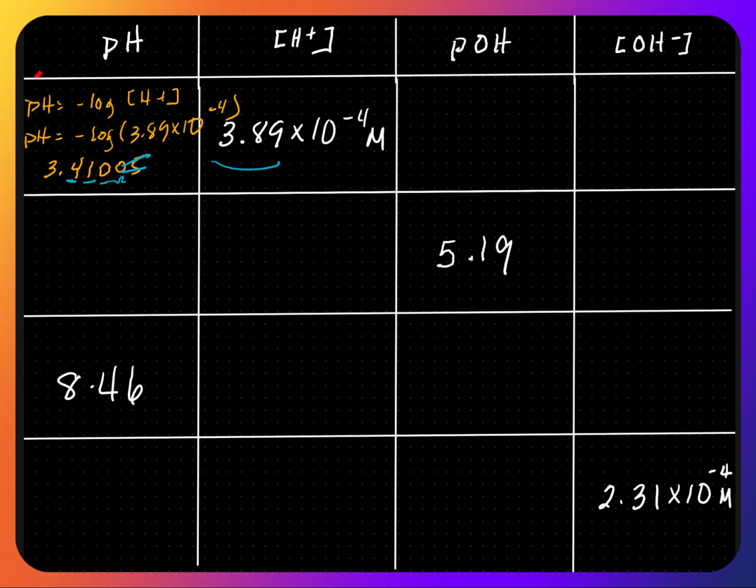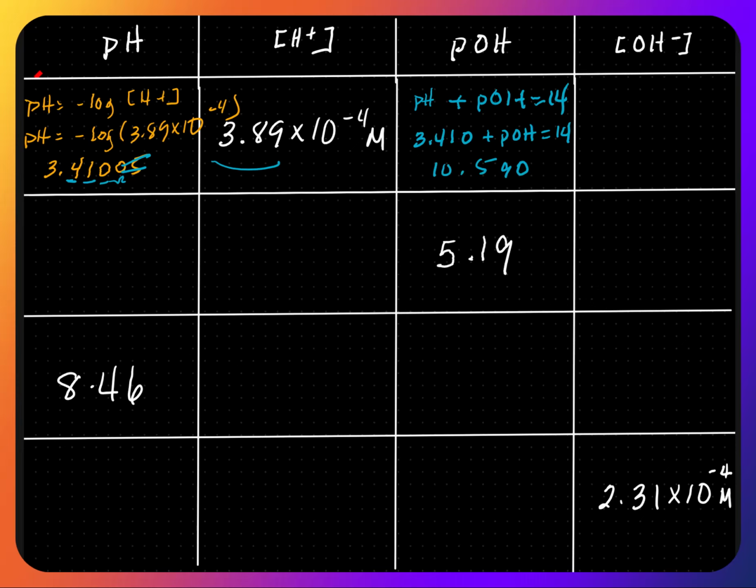pOH, there are 2 ways you could solve for this. The easiest way to solve for this is pH plus pOH equals 14. So my pH is 3.410 plus pOH is equal to 14. So this becomes 10.590 with correct sig fig.